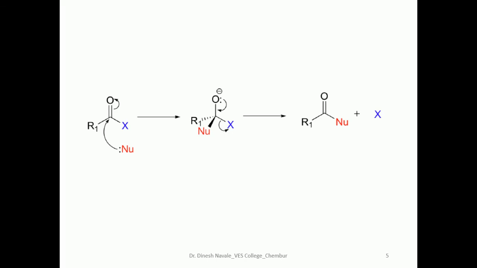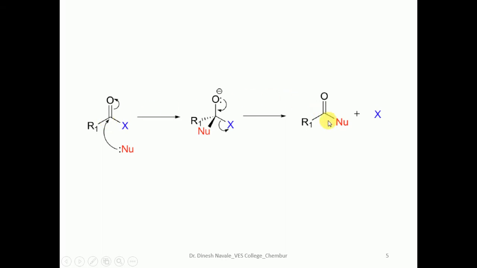During acyl nucleophilic substitution reaction, when the nucleophile attacks the carbonyl carbon, an intermediate is formed. When the nucleophile attacks the carbonyl carbon, the carbon-oxygen pi bond breaks, forming the oxide O minus, and a new carbon-Nu bond is formed. In the next step, that tetrahedral intermediate is converted into the product with substitution of X, which is the leaving group, by the nucleophile.